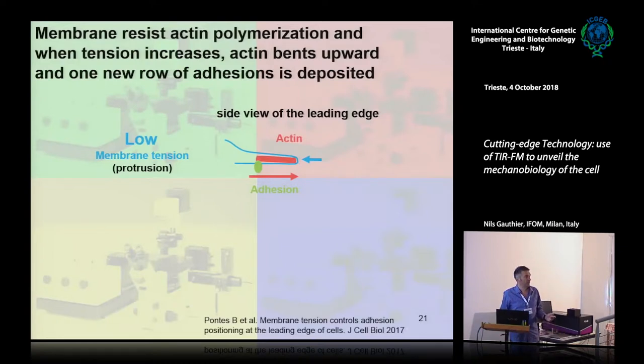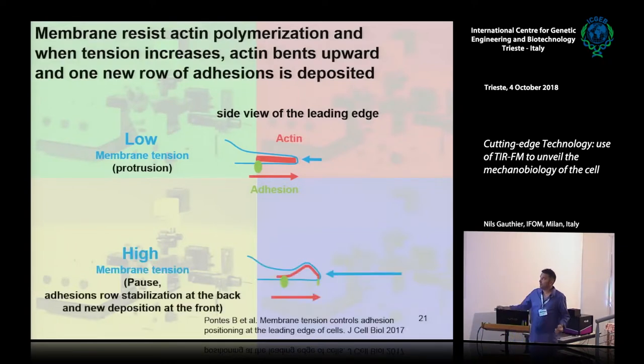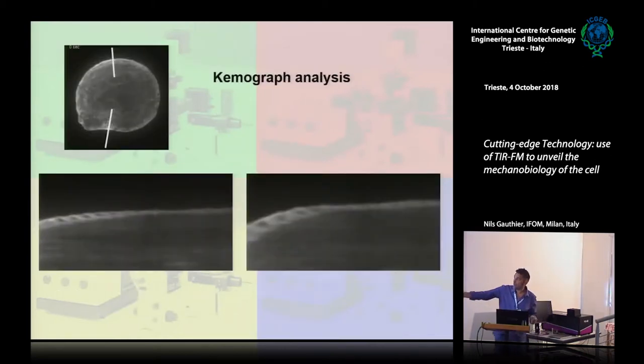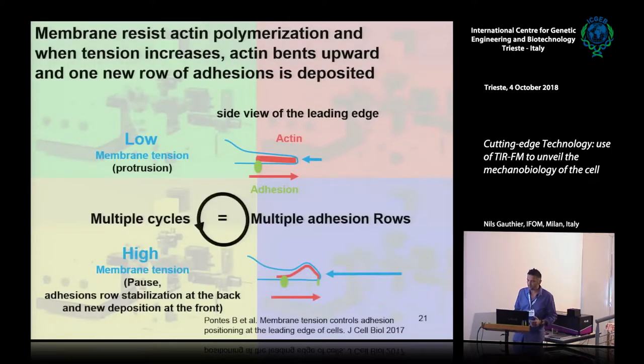But you can run out of membrane. And what's going on when you run out of membrane? Basically, the tension of the membrane increases. Then the actin starts to buckle, meaning the actin starts to go up. And then the adhesion at the back that was holding gets matured and stabilized because you are exerting more load on it. And you have a preferential site of a new adhesion created at the front. And that's how the cell is progressively moving. And the wave, the process that you see here, is the signature of that. Now we have unveiled that.